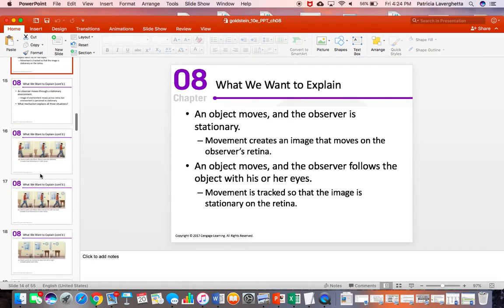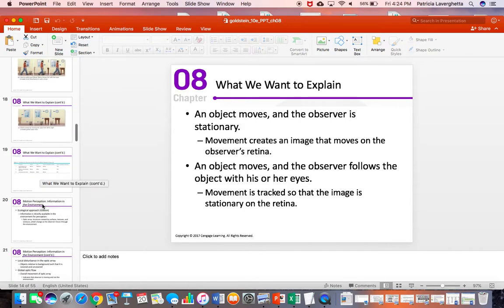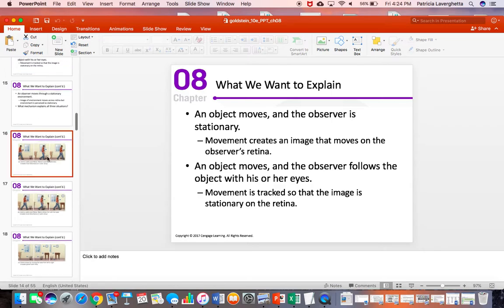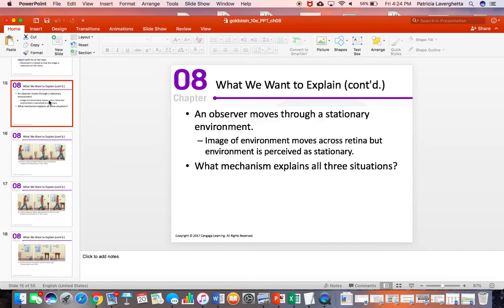Now, some other things to consider. I wanted to go through some of this information here about what we're trying to explain. One point I want to make here, and you can go through the details, obviously, it's in the book and whatnot, but our perception of motion relies on more than just the image on the retina. I'm going to make this point again when we go through depth. But the image on the retina is not sufficient to explain perception of motion.